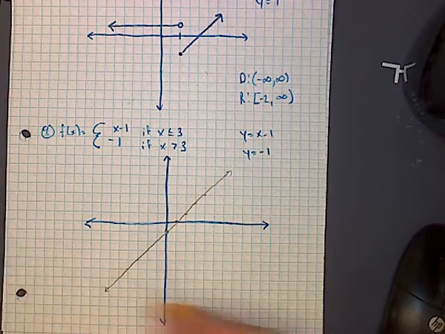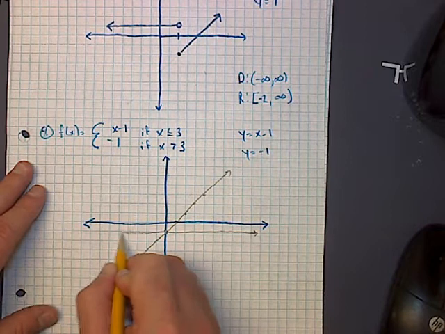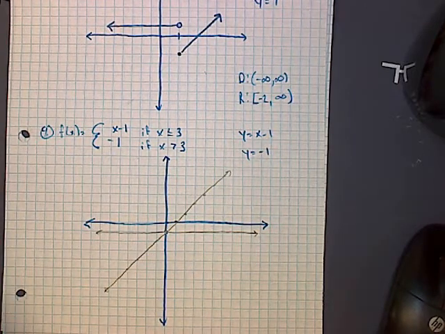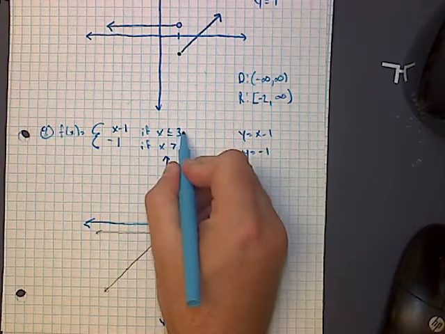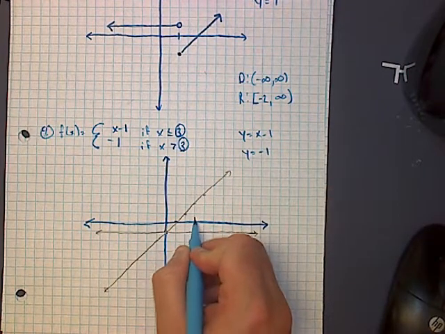Okay? Then y equals -1. Go to y-axis where it's -1 and draw a horizontal line. Now, something's going on at 3. So I'm going to go to 3 on my x-axis. 1, 2, 3. Okay, stop it right there.